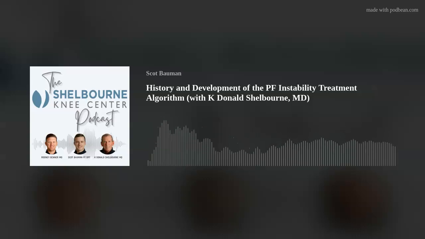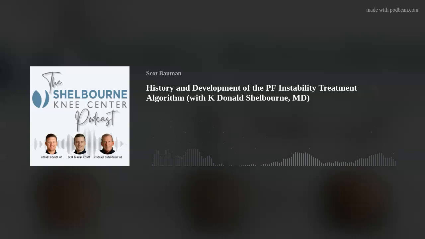Speaking of imaging in terms of surgical planning and determining how far to distalize patients, Dr. Shelbourne, from a historical standpoint, when it comes to imaging, what's that evolution look like? Were you always getting bilateral x-rays on patients? Were you getting the same Merchant view, lateral, quad contraction, lateral views that we get today to make these surgical decisions? Or what did that look like years ago, and then how did it evolve to where it is today?